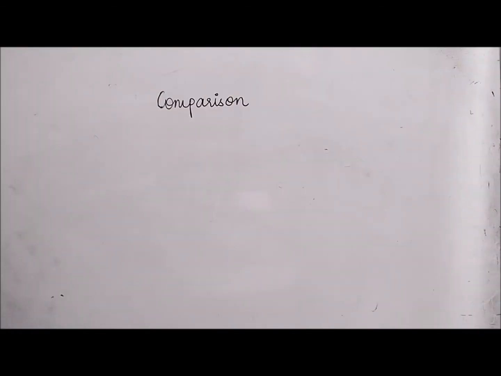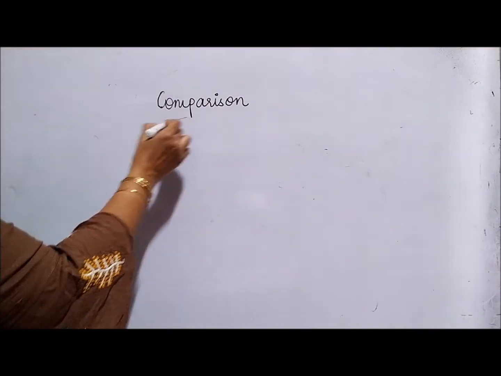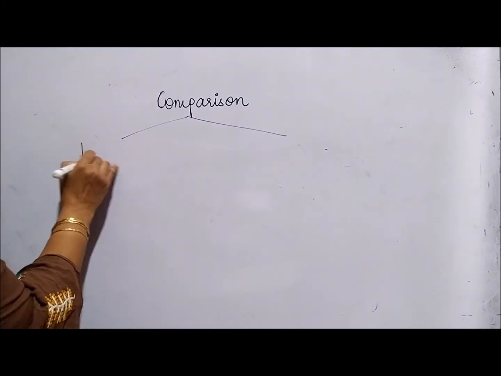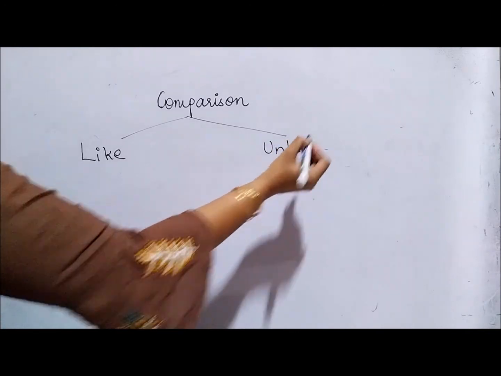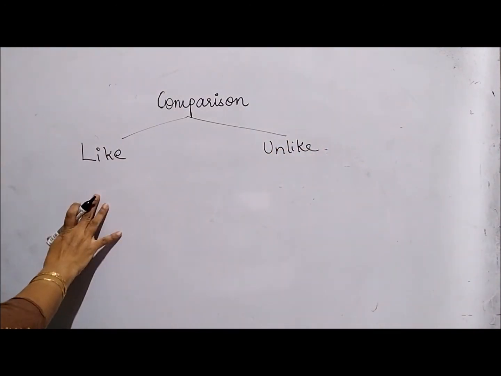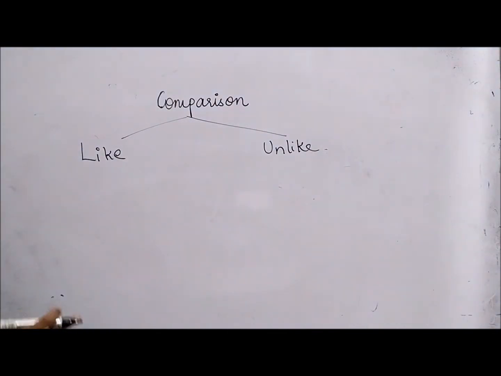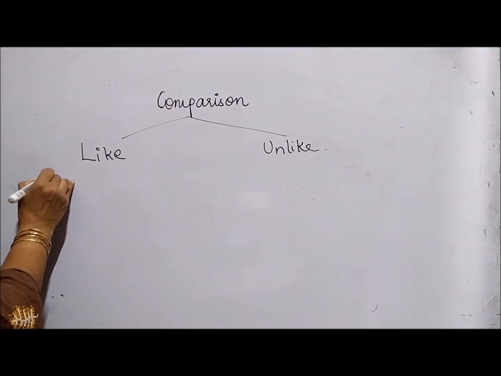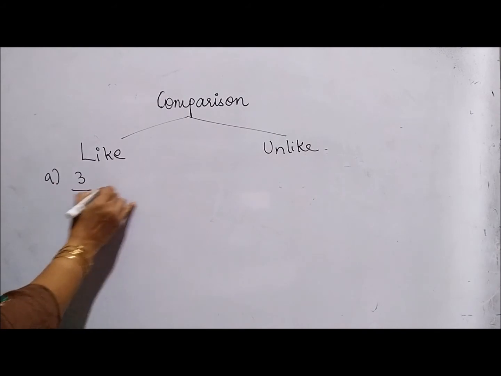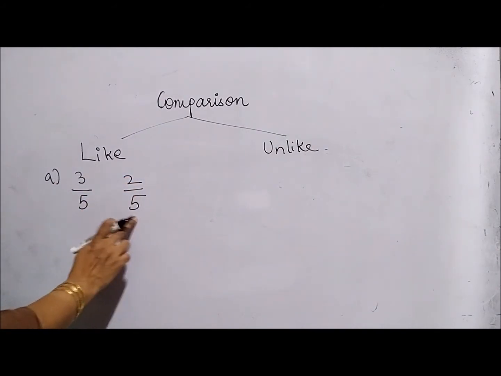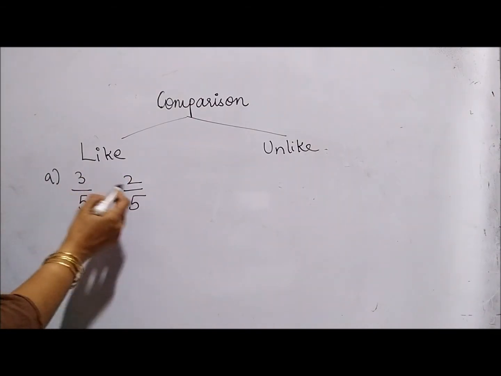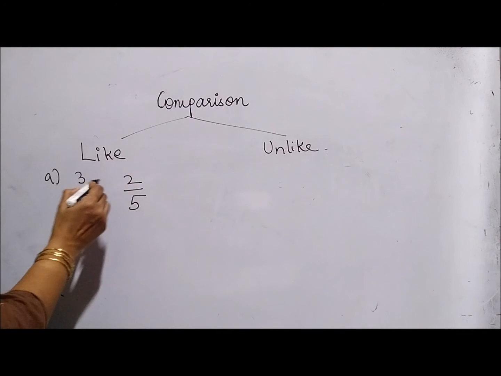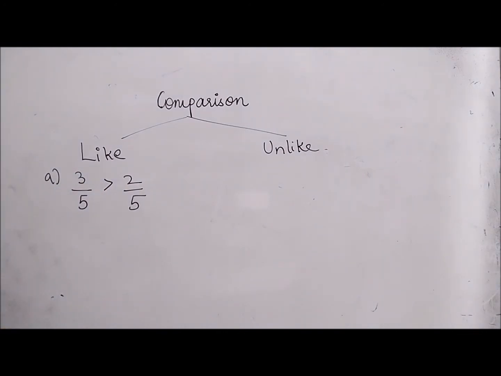Now let's see the concept of comparison of fractions. Comparison happens between two types of fractions. One is called like fractions, another one is unlike fractions. Like fractions have the same denominators, unlike fractions have different denominators. For example, 3 by 5 and 2 by 5: if the denominator is the same, we directly compare the numerator. Which is the greater number? 3. So 3 by 5 is greater than 2 by 5.